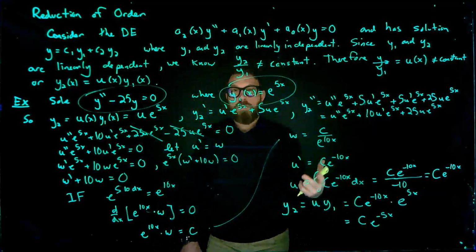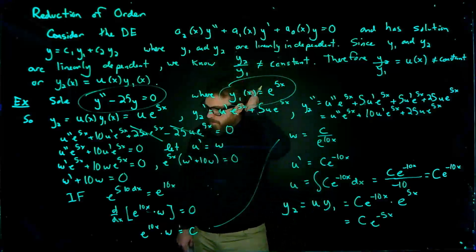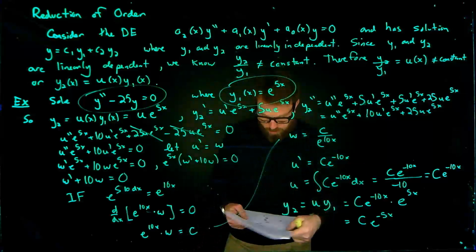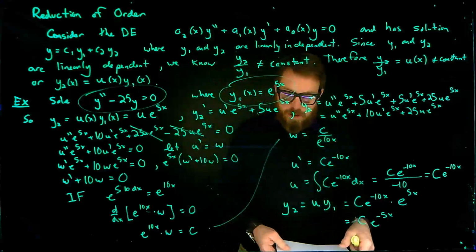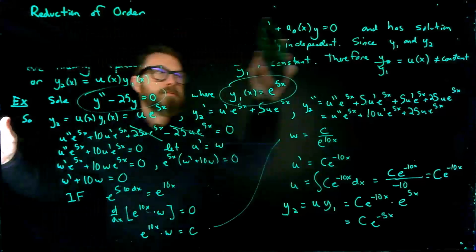Now, again, the whole goal of this was to explain why we get to slam an extra factor of x in front of our solutions if we have repeated roots. So that's going to be the next example.